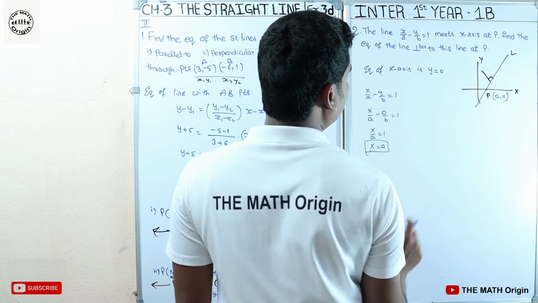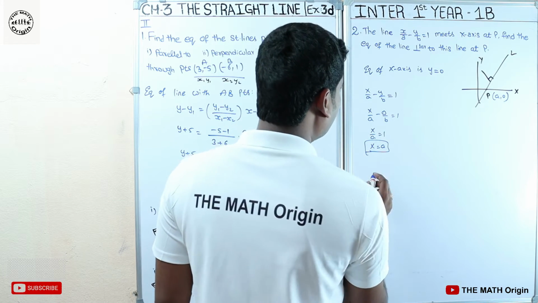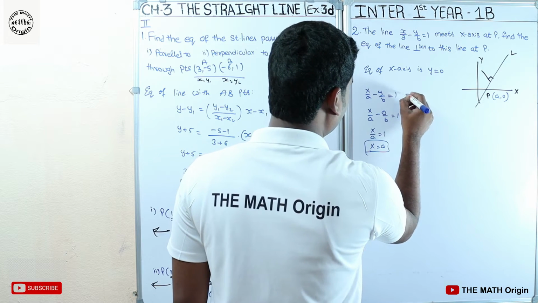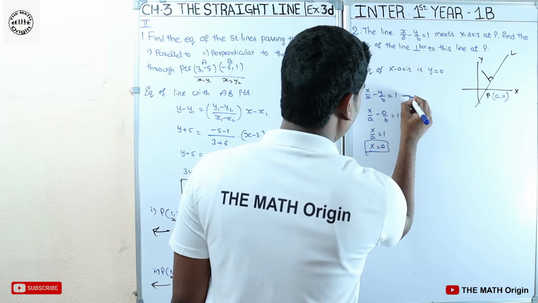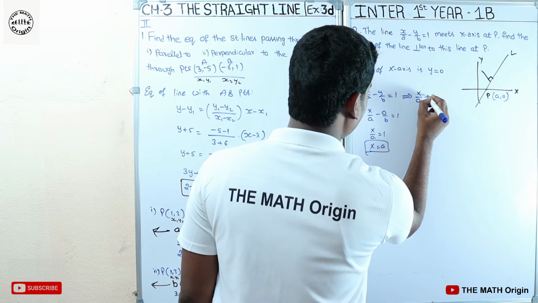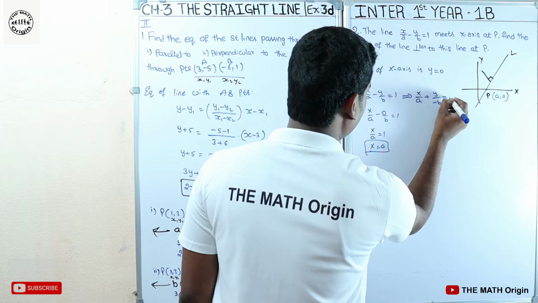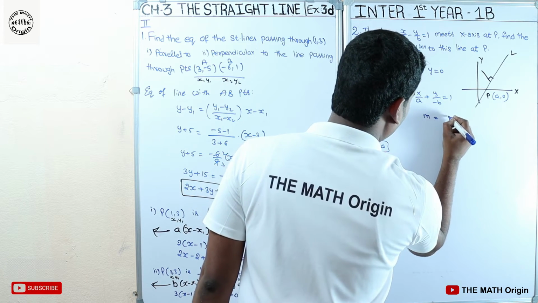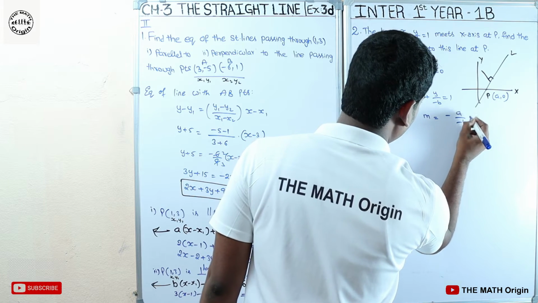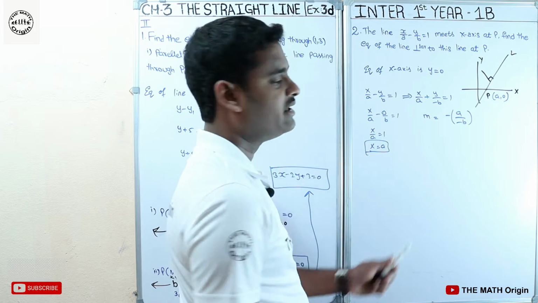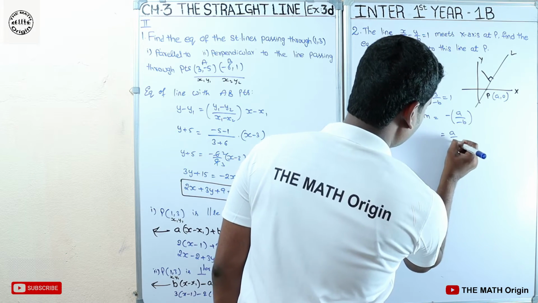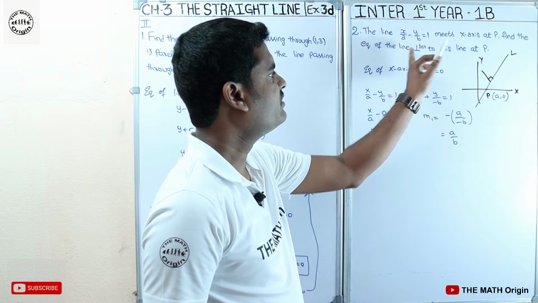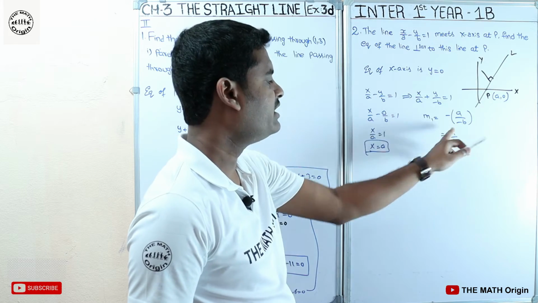equation of a perpendicular to this line. To find the perpendicular, now we have this equation. From this, I will write it as x by a plus y by minus b equals 1. So the slope here will be minus a by b, which in turn is a by b. This is the slope of this line, and they mentioned we need to find the equation of the other straight line which is perpendicular to this.